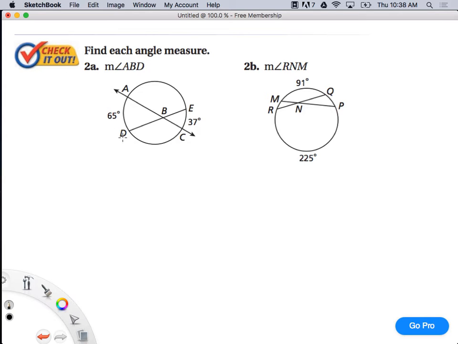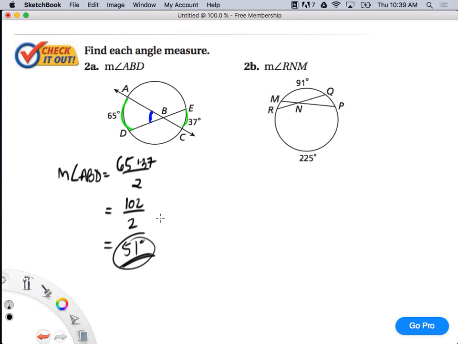All right. So I'm trying to find the measure of angle ABD. Well, I know ABD, this angle here, is just the average of these two arcs. So the measure of angle ABD is equal to 65 plus 37 over 2. What's 65 plus 37? 102 divided by 2 is 51.